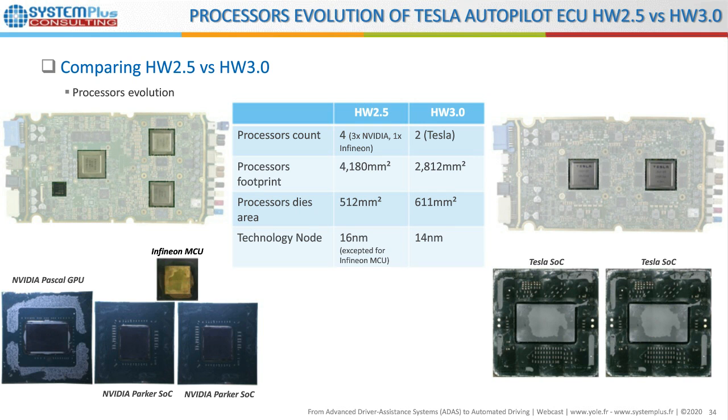Thanks to this evolution, the processor's footprint was reduced from 4,180 square millimeters to 2,800 square millimeters. But the processor dies area of the 3.0 version increased. It is now 611 square millimeters with the technology node of 14 nanometers instead of 16 nanometers in the previous version. Thanks to the improvement of the hardware and of course the software inside the Autopilot ECU, the processing power and the number of frames per second have been increased significantly between these versions.